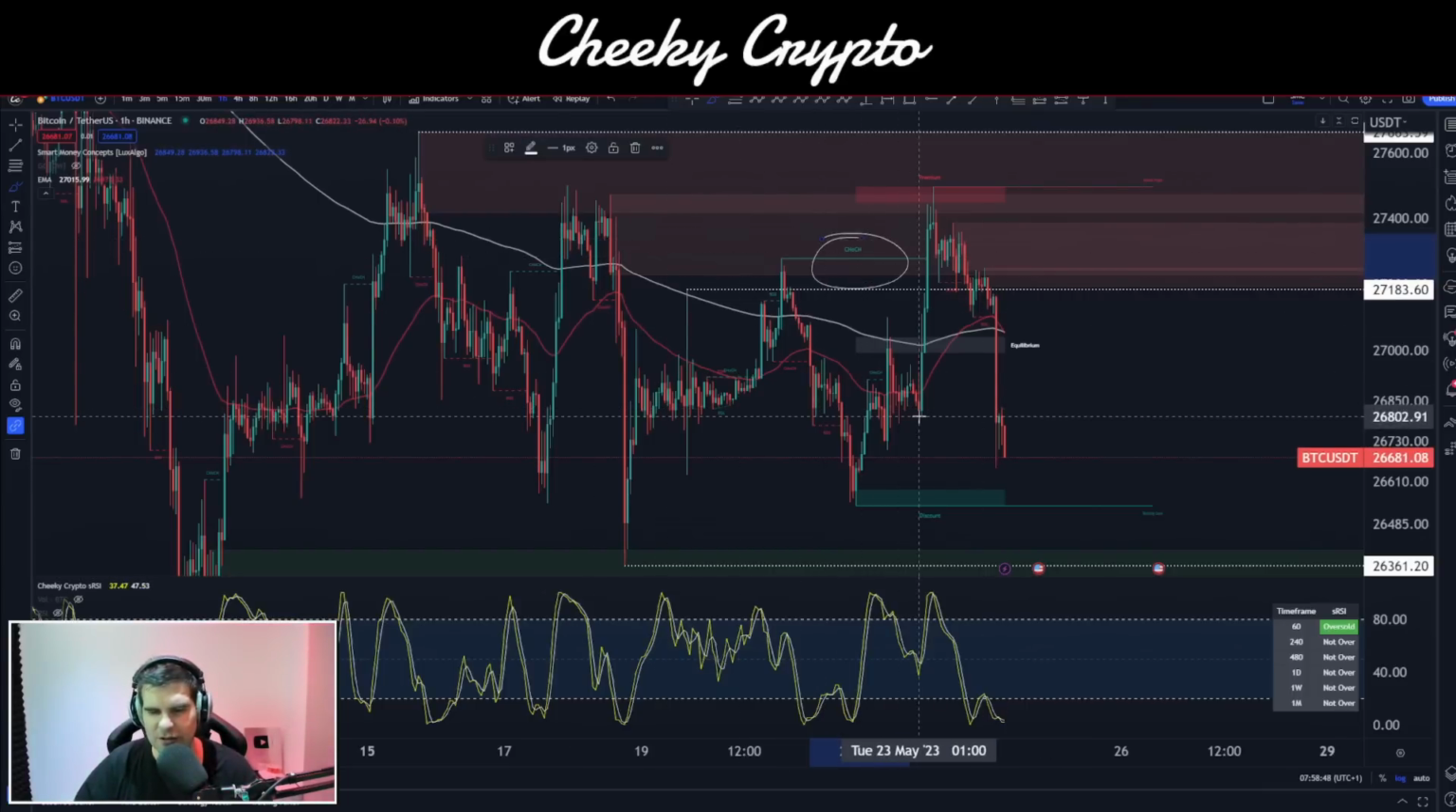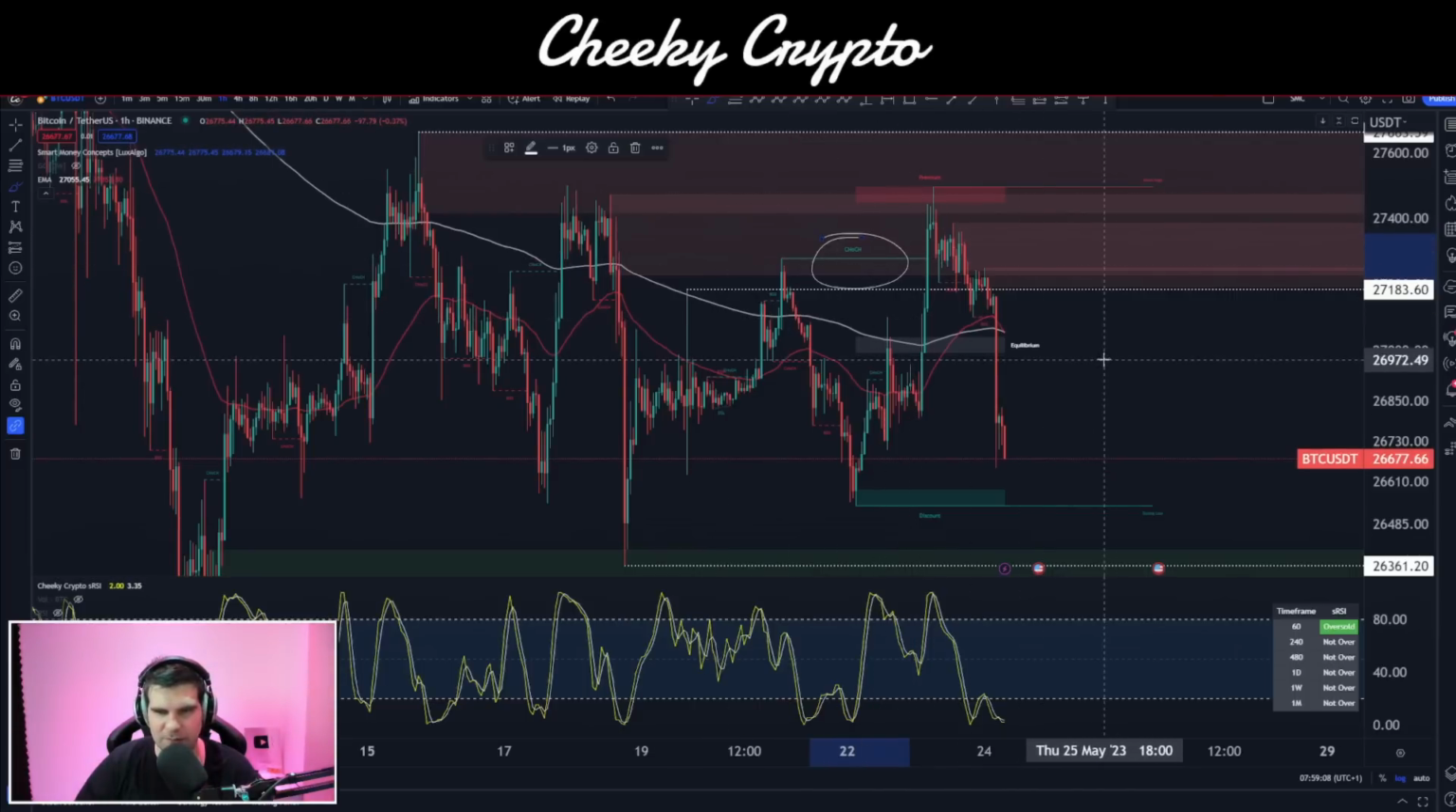We had the change of character from bearish to bullish on the 1-hour chart. That got triggered on the 23rd of May, so that happened yesterday. We can see that right here at about 4 a.m. UTC plus 1 or BST. Essentially we pushed up, we broke our bearish structure, and we've got a change of character to turn it into a bullish state of play.